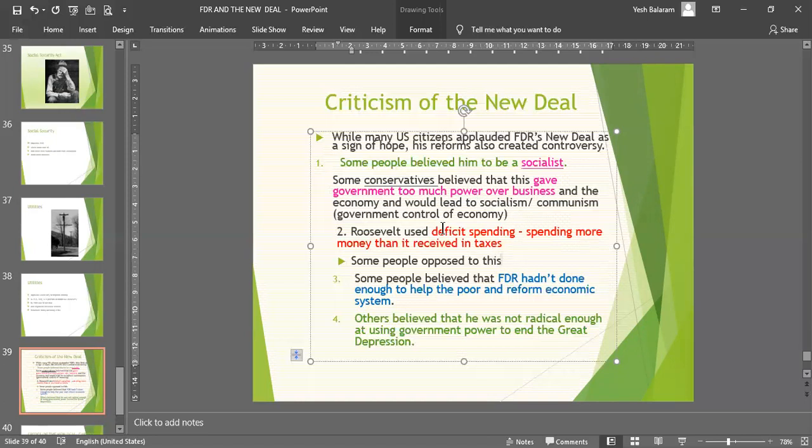Roosevelt was also accused of using deficit spending. In other words, he spent more money than was received in taxes to help the country recover from the Great Depression. Some people were opposed to this. Then there were others who believed Roosevelt didn't do enough to help the poor and to reform the economic system enough. Yet others believed he was not radical enough at using government power to end the Great Depression. So this is linked to the third point.